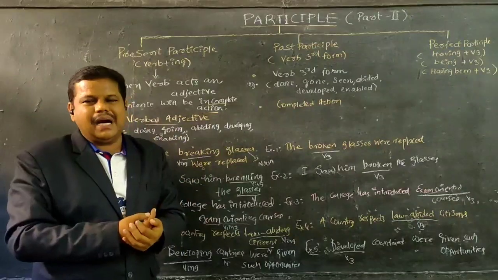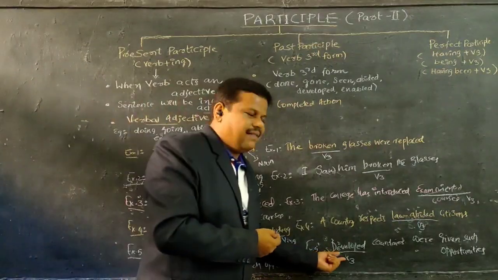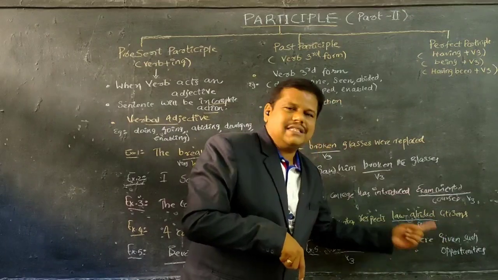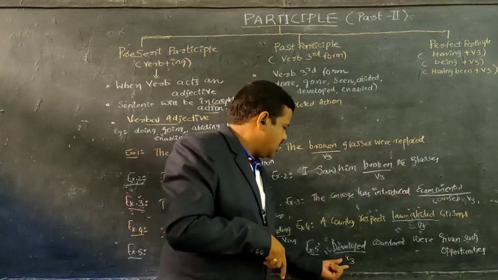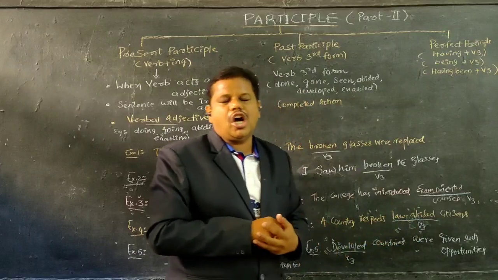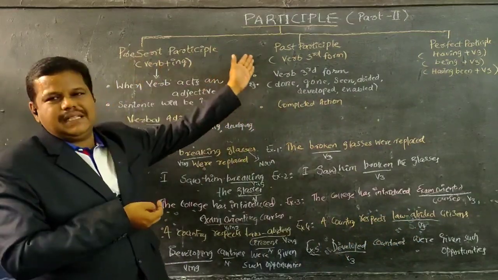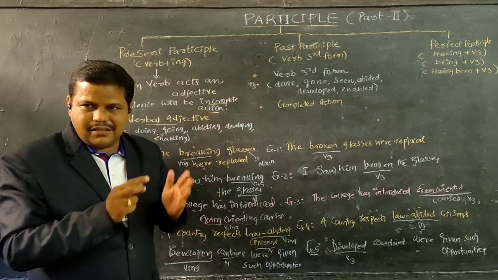If you are writing the past participle, how do you write? Developed is verb 3. Countries were given such opportunities. This is: developed countries were given such opportunities. Hope you understood the difference between present participle and past participle clearly, students.